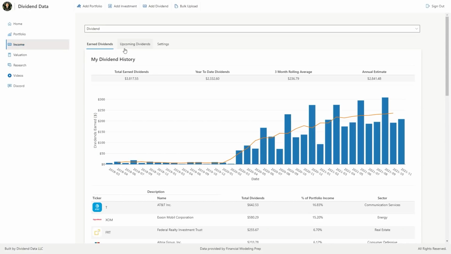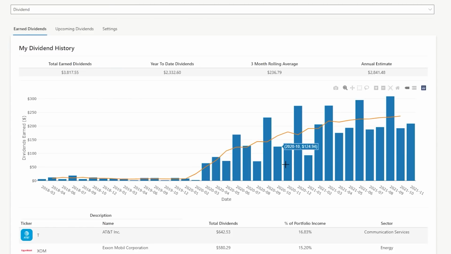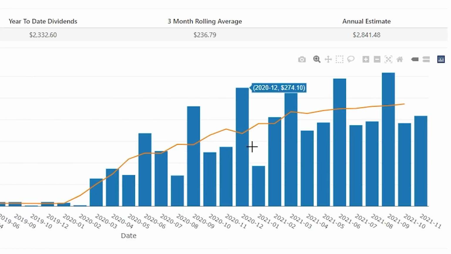This is my full history of earned dividends. You can see how it's grown month by month, and it's going to be really exciting to look how this evolves years down the line. In total, I've earned $3,817.55 in dividends. During 2021, I've earned $2,332.60 in dividends. My average dividend income over the last 3 months is $236.79. The rolling average is shown by the orange line in this graph and really helps visualize your income growth.